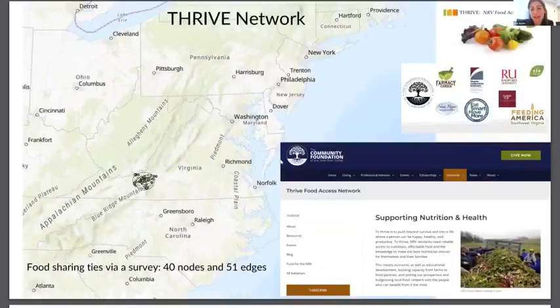The Thrive Network is located in southwestern Virginia, near where Virginia Tech, which is a large public university, is located. And so this community created the Community Foundation of the New River Valley, which is this region, and they wanted to support nutrition and health in this area that has a high poverty rate and has issues with food security in some of their households.